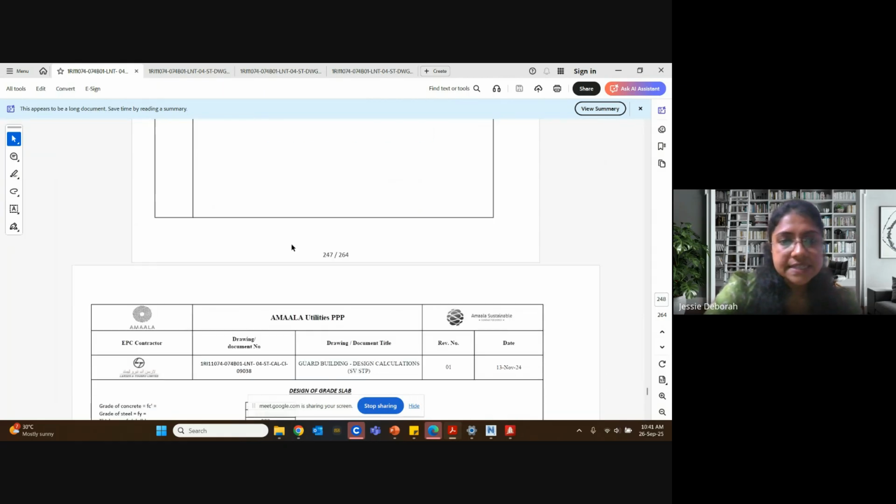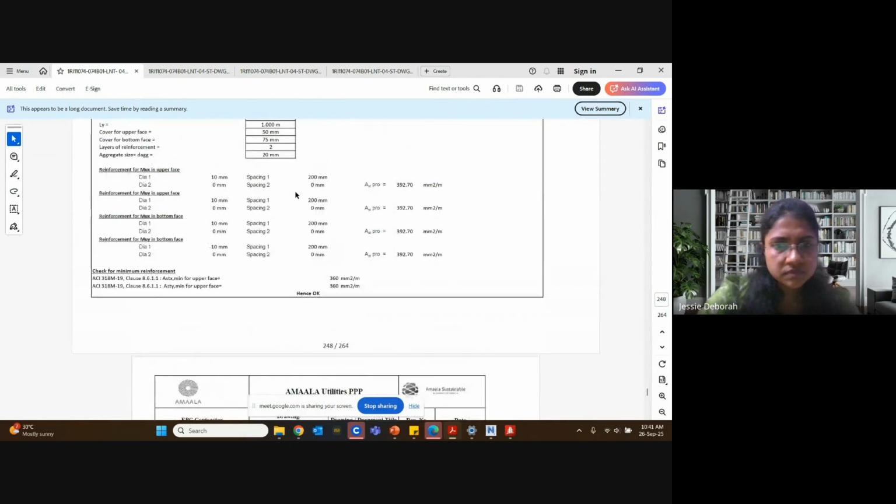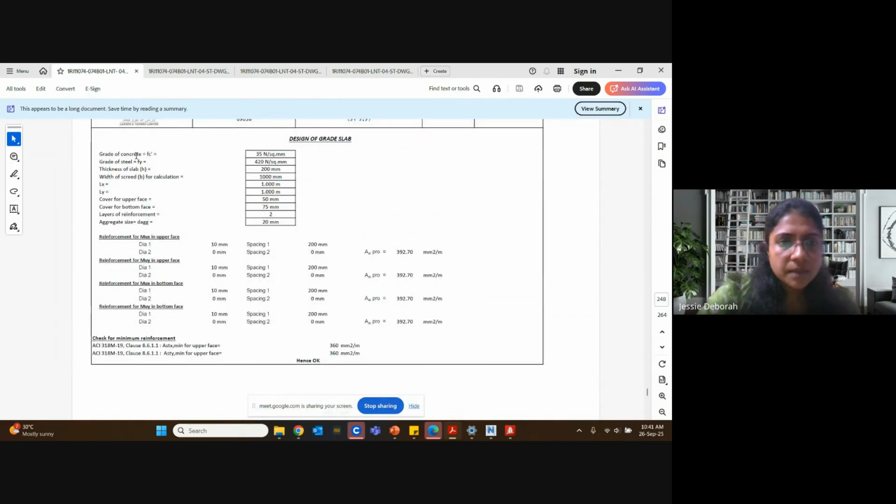So now grade slab design. Grade slab design is basic: our grade of concrete, grade of steel, thickness, and then our screed calculation. Width of screed, we are considering for 1 meter length, LX LY. Then what cover we consider, and layer of rebar, we are giving in 2. Then aggregate size is the aggregates you put in the slab.